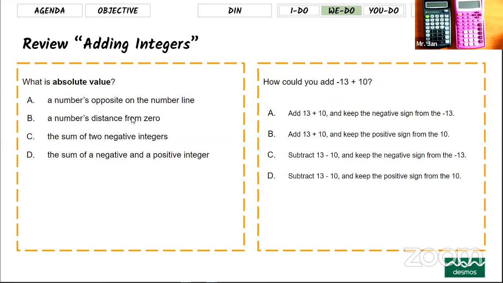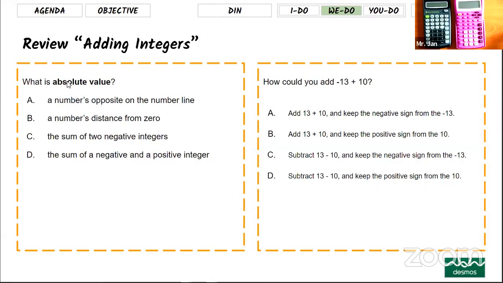What do you think? A, B, C, D. A: absolute value is a number's opposite on the number line. B: absolute value is a number's distance from 0. C: absolute value is the sum of 2 negative integers. D: absolute value is the sum of negative and positive integers. Okay, we have 1. What do you think, hybrid students? Some of them are saying C, some are saying B, some are saying no D, and exactly, it's definitely not D.